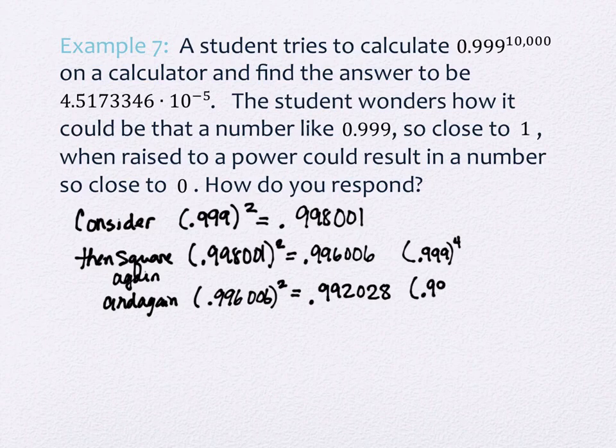How big is the power really now? I've squared it 3 times. It's 8. 2 times 2 times 2. This is a power of 8. Now we're still nowhere near a power of 10,000. But you should feel like, but it is getting smaller. But still, it's not getting smaller fast. It's doing it really slowly. So we're going to do it again. So now we have 0.992028, again, squared.